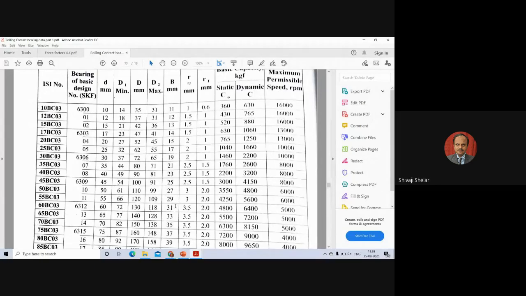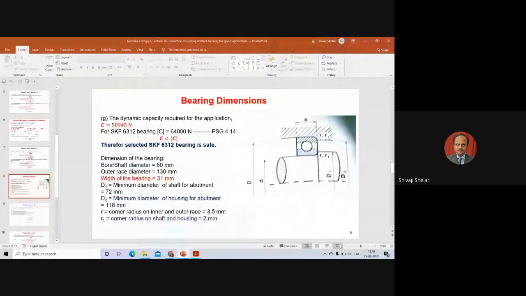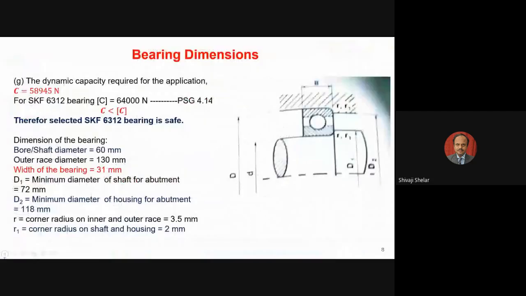So let's understand what this data is in the presentation. I am writing the dimensions of the bearing here. This is your shaft. What is the shaft diameter given in the problem? It is 60 mm. So the bore or shaft diameter is 60 mm.